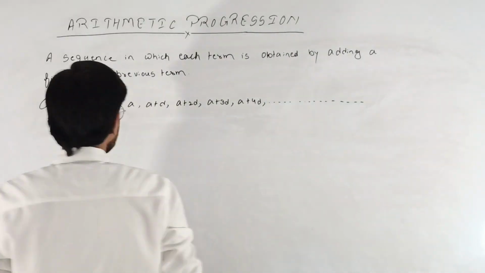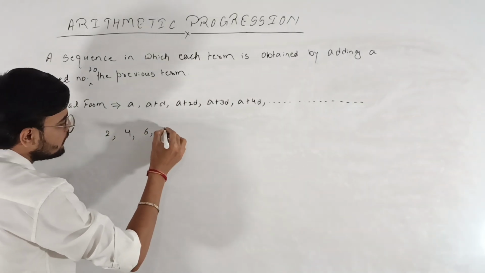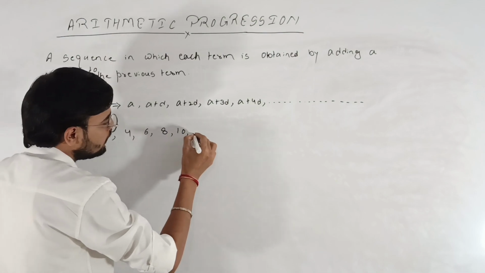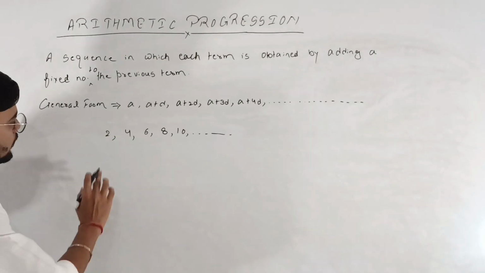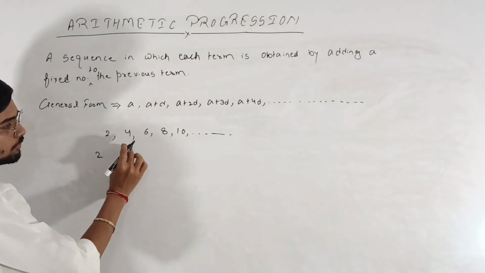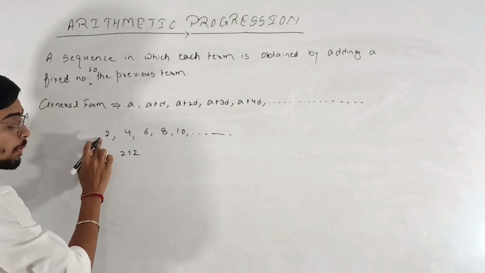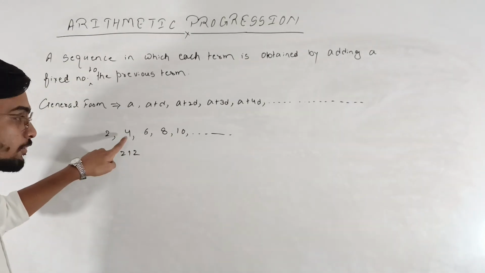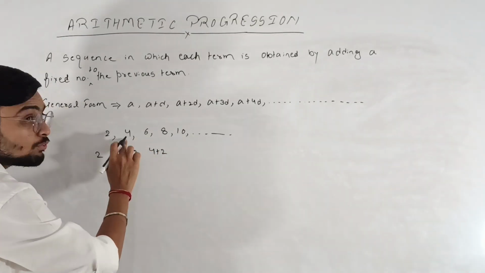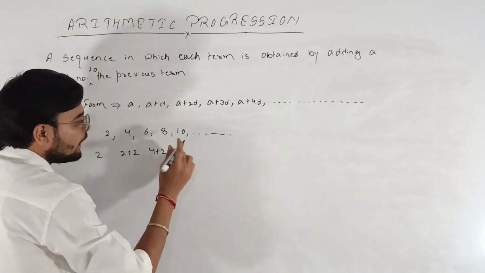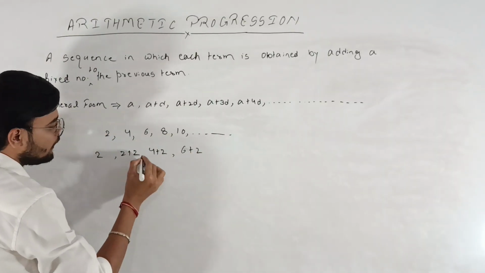Now look, suppose I have a sequence that is 2, 4, 6, 8, 10, and so on. Now look, this is 2, now this is 4. How do I obtain 4? I add 2 to this 2, then I get 4. Now how do I obtain 6? I add again 2 to this 4, then I obtain 6. And how do I obtain 8? I again add 2 to 6, then I obtain 8.